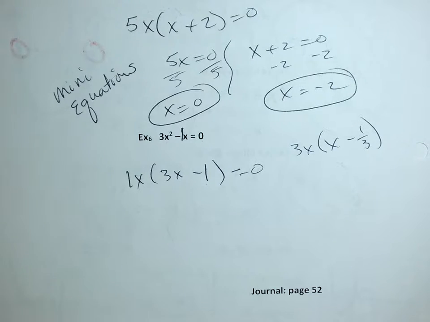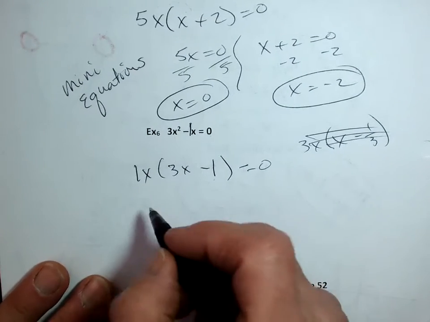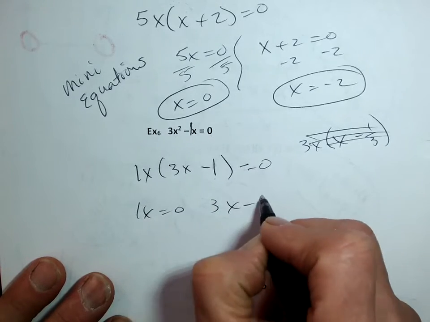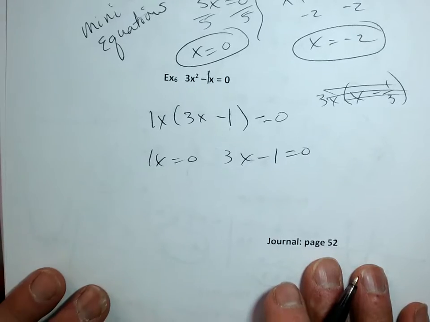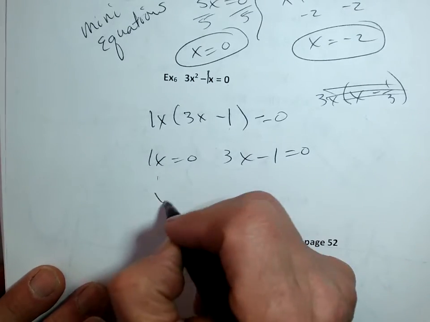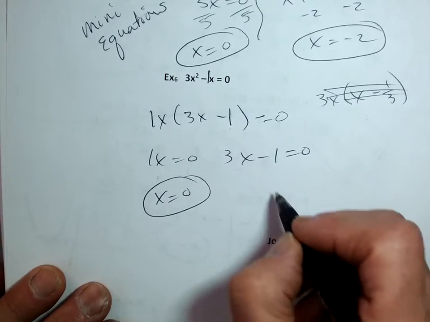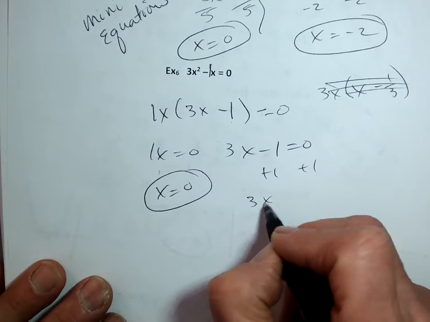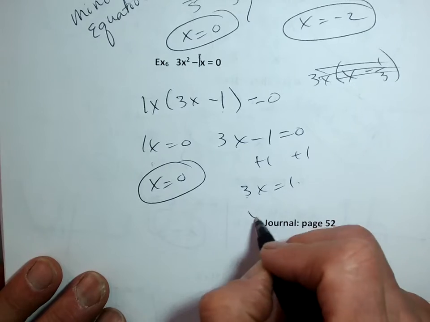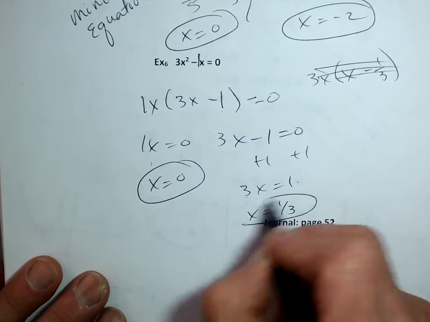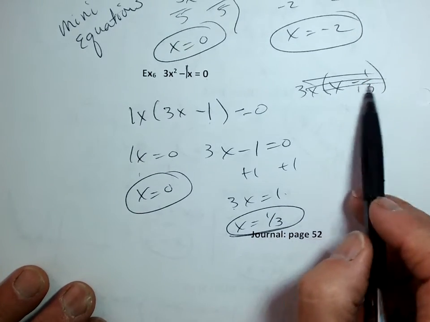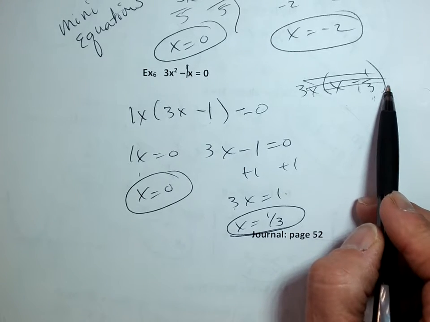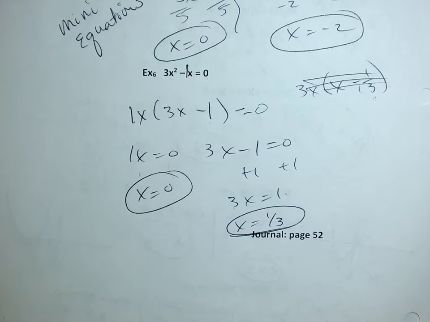That makes sense? Okay, now, let's go ahead and do our mini equations. We have a 1x equals 0 and a 3x minus 1 equals 0, right? One answer is 0. Plus 1, plus 1. 3x equals 1. Divide by 3, and you get 1/3, which you would have gotten from this, wouldn't you? So you weren't wrong when you did the 1/3. It's just you don't want a fraction, okay? Now, does that seem pretty easy?